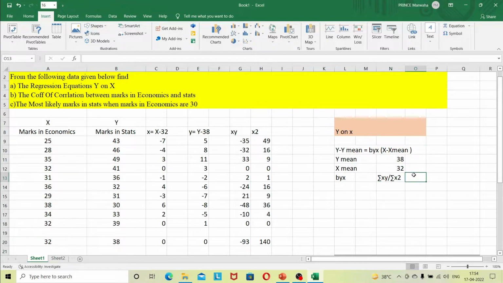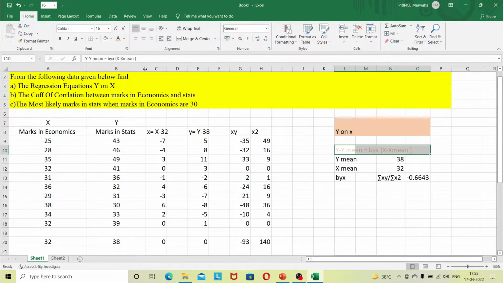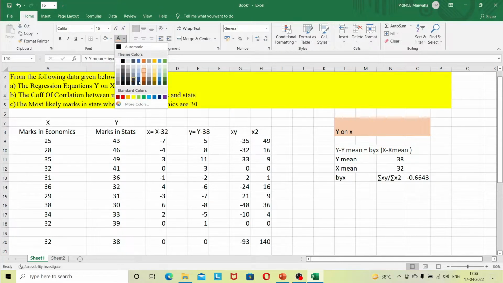So in this way we have got all the values for byx. Here I can calculate byx, which is equal to summation xy divided by summation x square, and summation x square is 140. So the value is minus 0.66. It's better to stretch the values to four decimal places, so I'm taking it as minus 0.6643. Clear? Now, as per our main equation, we need to solve y minus y mean is equal to byx times x minus x mean.